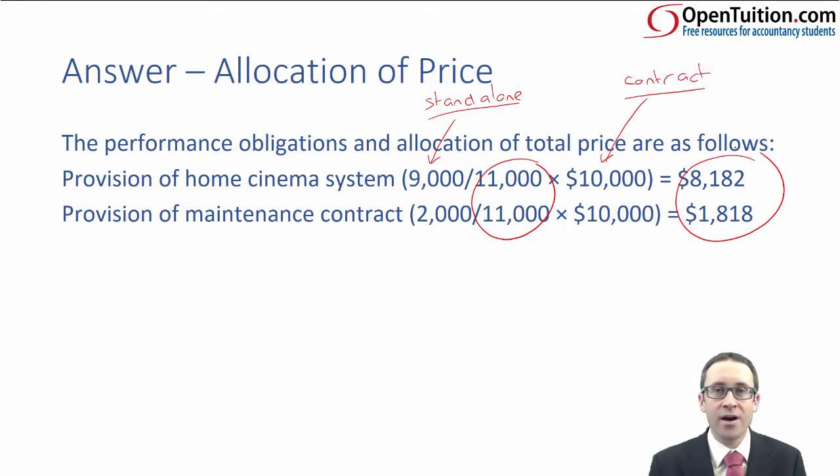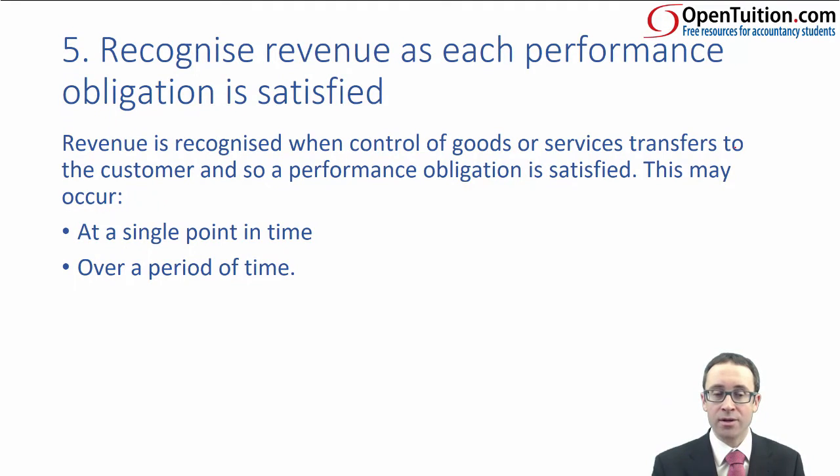How do we then go through and recognise them? Well, that's step 5, isn't it? Because the home cinema system or the entertainment system is goods, and the repairs and maintenance is services, isn't it? So that comes back a little bit to what we saw in those very early examples under IAS 18, goods and services. So goods are recognised at a point in time, services over a period of time.